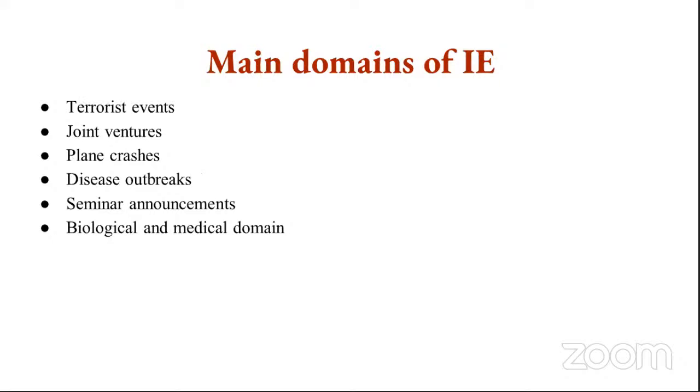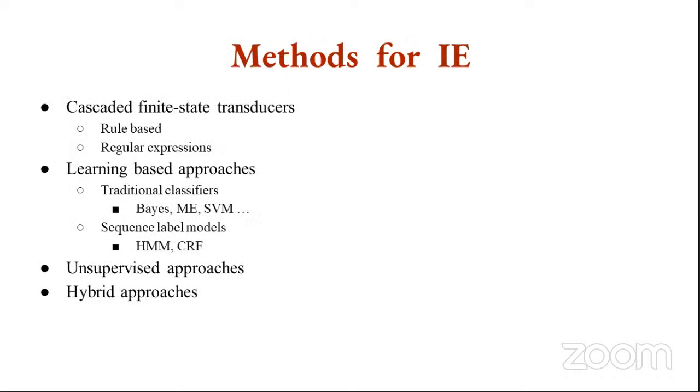There are many main domains of information extraction, such as terrorist events. There are many documents available on terrorist activities, so you can extract information from them. Also joint ventures, plane crashes, disease outbreaks, seminar announcements, and biological and medical domains. From all these documents, you can easily extract the information. And these are the main application domains of information extraction.